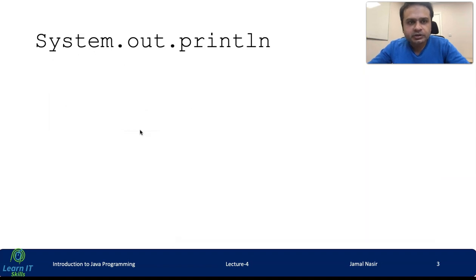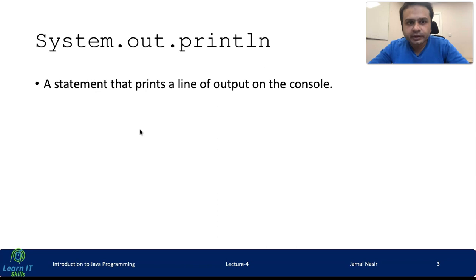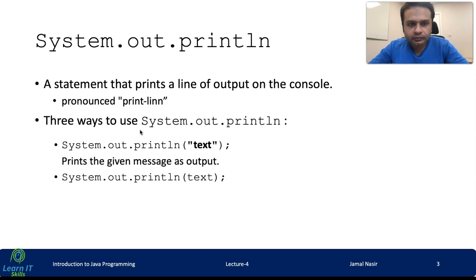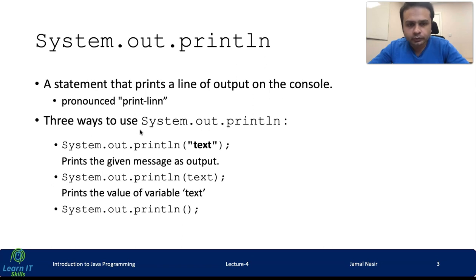So in the previous lecture we saw how to use the System.out.println command, right? It is a statement that prints a line of output on the console. We can pronounce it as println or println. There are three ways to use System.out.println: we can give it a string, or we can give it a variable, and its value would be printed, or it could be empty.